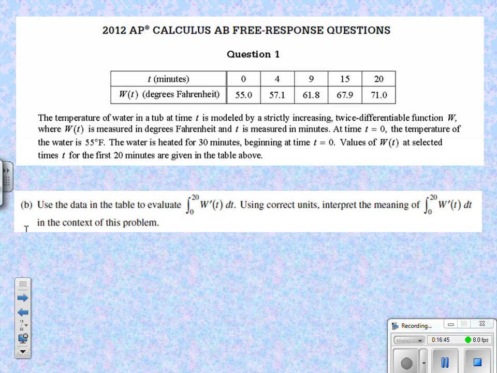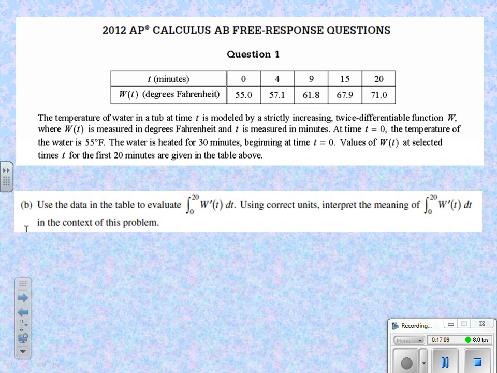Okay, now I want to show you just 3 more quick examples. This came off the 2012 AP exam. This should have been the easiest question on the whole test. Ooh, and it wasn't. Question number 1, it's a non-calculator question. Using the data in the table, evaluate the integral from 0 to 20 of w prime. Using correct units, interpret the meaning of that.